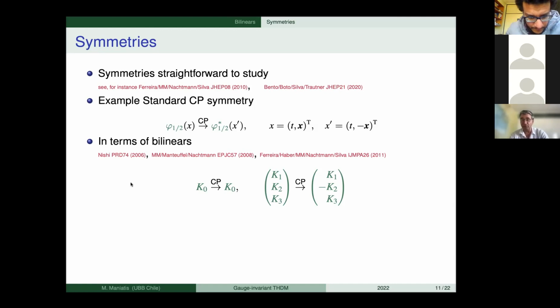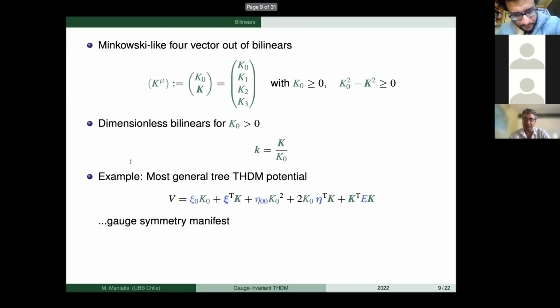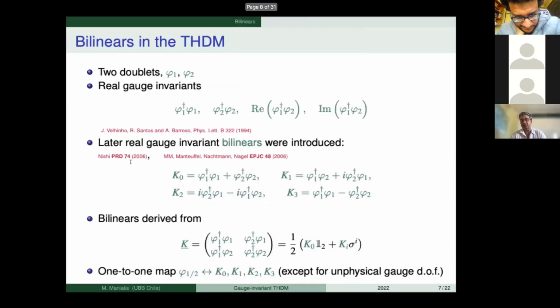And this bilinear formalism was independently developed by us in Hamburg, and also independently developed by Celso Nishi from Brazil, from Sao Paulo. It was the same year we published these ideas, but I didn't say that. So we published that, and he also, with different notation, but exactly the same idea.